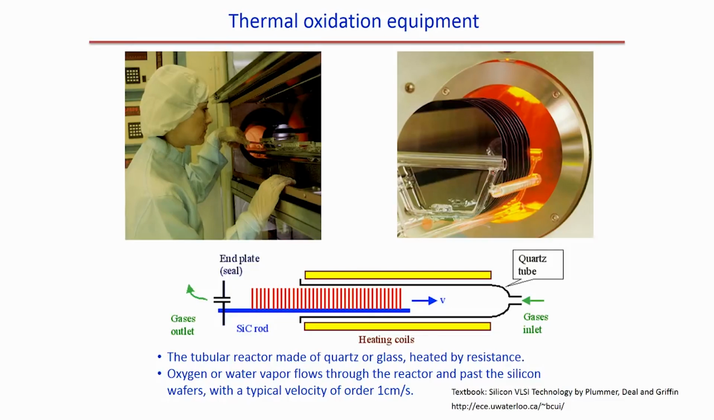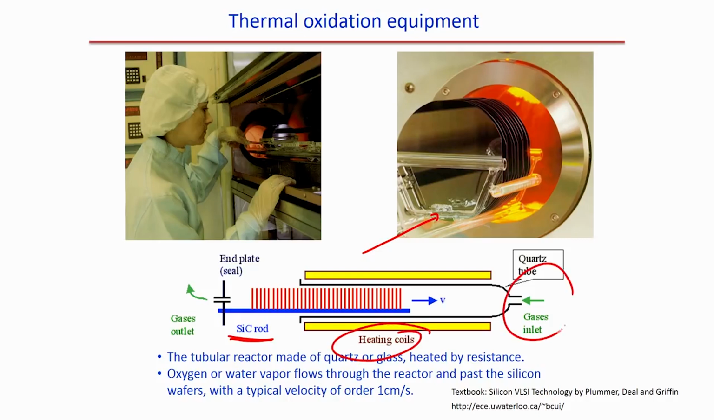holder for the silicon wafers, and the temperature is extremely high, around 1100 to 1200 degrees centigrade, and you have to load the wafer inside the horizontal tube furnace. You can see there is a silicon rod with which you can push the wafer inside, and then you have the heating coils.